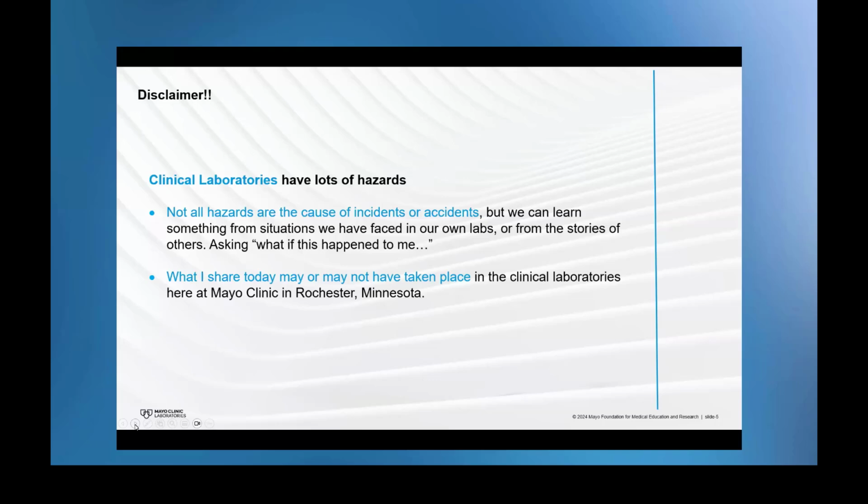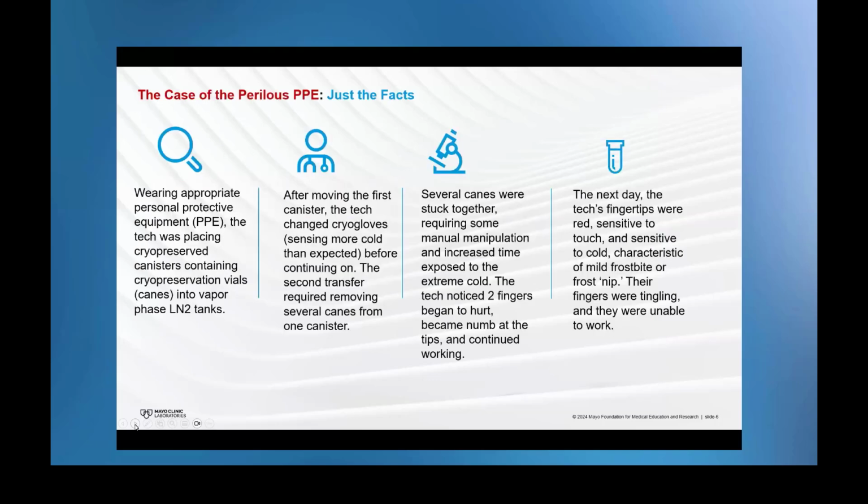So here's our first case, the case of the perilous PPE. Here are the facts. A technologist was wearing appropriate PPE, placing cryopreserved canisters containing cryopreservation vials, otherwise known as canes, into vapor phase liquid nitrogen tanks.